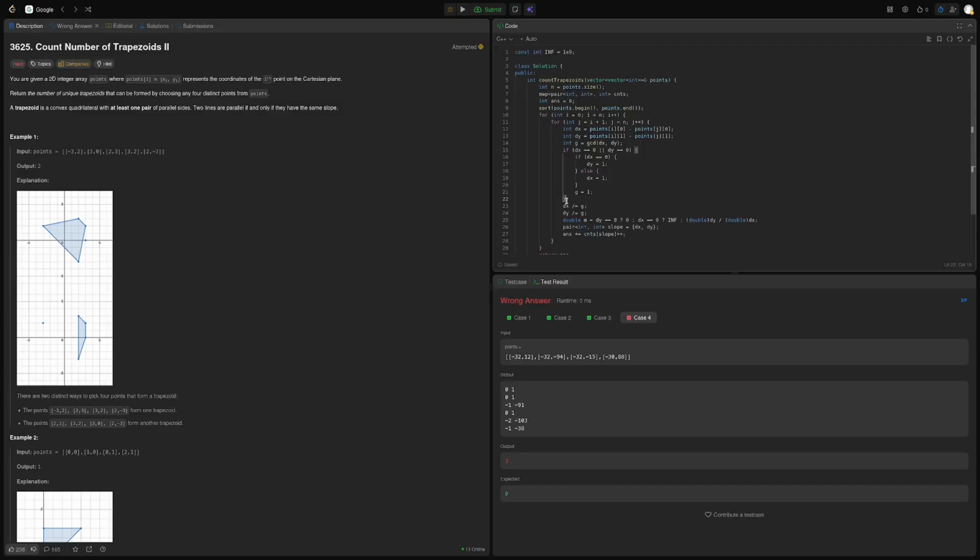I honestly was just quiet probably for a couple minutes. Problem is, I'm not sure how to count out the lines that are parallel to each other.